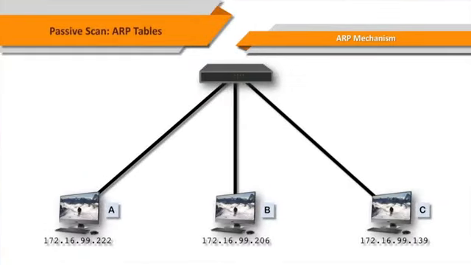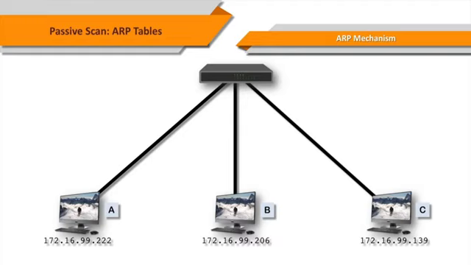Before talking about using ARP tables for passive scanning, let's talk a little bit about the ARP protocol and mechanism first. So, Address Resolution Protocol, ARP, is a network layer protocol used for mapping a network address such as an IPv4 address to a physical address such as a MAC address. To simulate how the ARP mechanism works, we have a small network in the slide, a switch on top, and 3 computers connected to it.